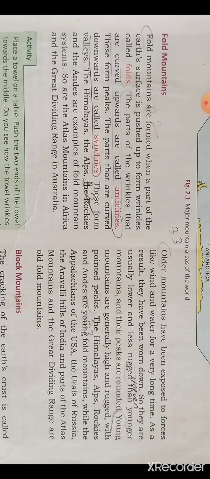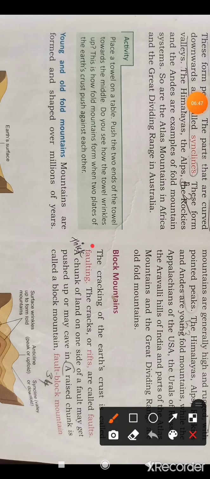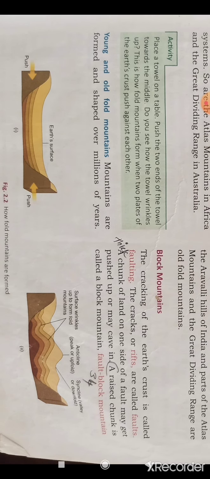Now, what are block mountains? First of all, you will learn that the cracking of the Earth's crust is called faulting. Okay, so you have to learn this. The cracking of the Earth's crust is called faulting. Then the raised chunk is called a block mountain. Whenever they are raised, they are known as block mountains, and it is given in your book also on page number 12. Picture is given, figure 2.4.